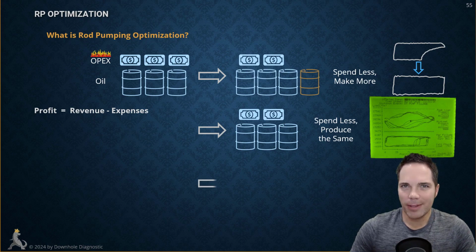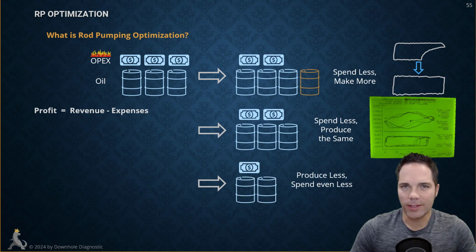So a third possibility as to how you can optimize your wells is not as obvious, and it looks like this, where you're producing less. So we're only producing 2 barrels here, but we're spending even less. We lost $2 of the dollars right here. So we've increased the profitability though. And that's ultimately what matters in this illustration.